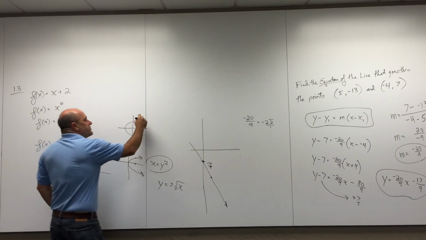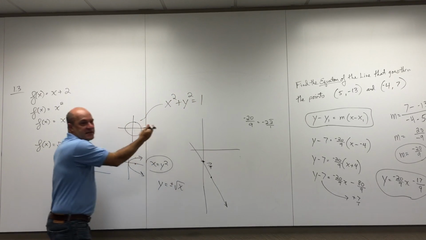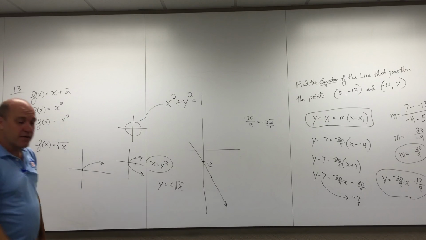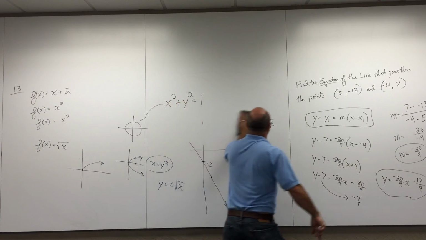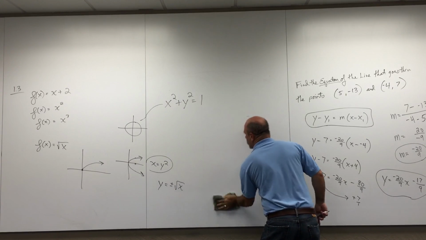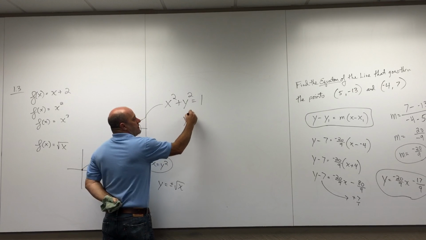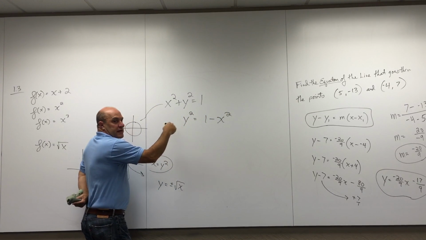Same with this circle. This circle is x squared plus y squared equals 1. A circle is not a function. We're really not going to study circles. But if you solved for y, what would you get? Solve for y. Move the x squared over. Take the square root.